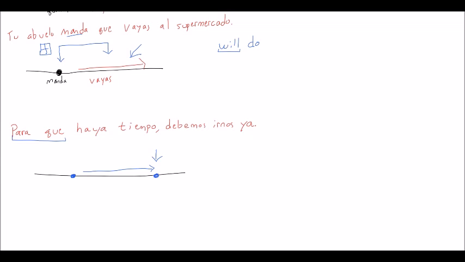Hopefully I've been able to answer those questions for how and why we use the subjunctive. It always relates to having that window, that aspect of being indefinite.